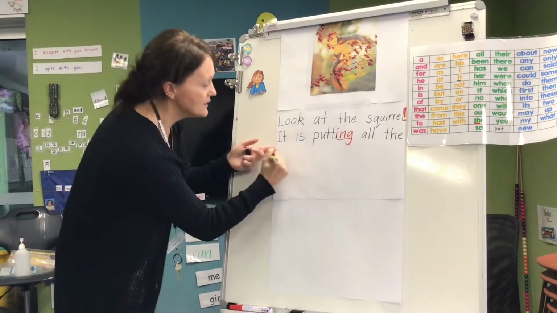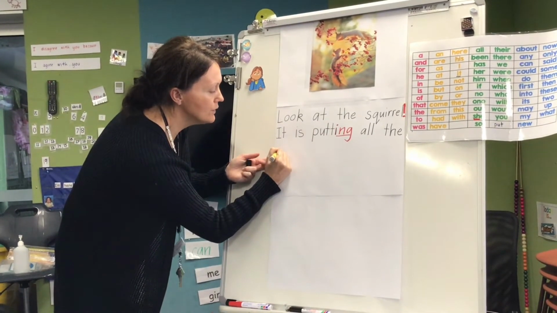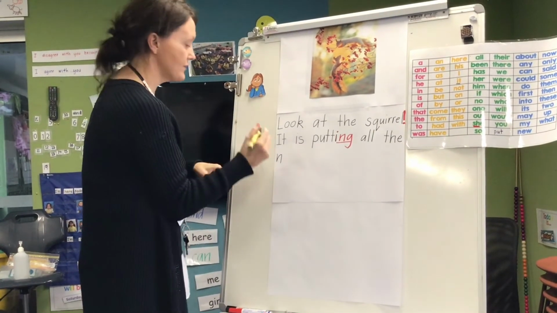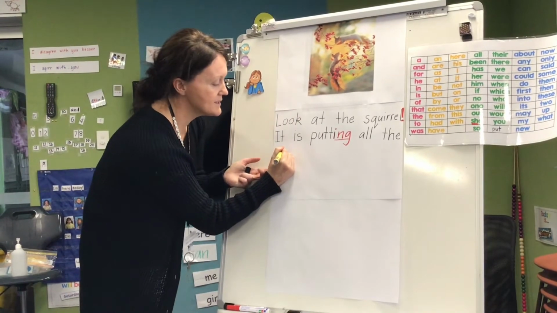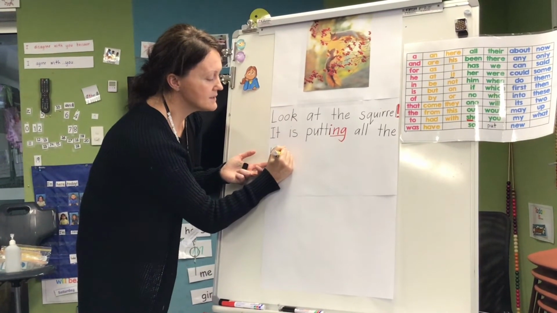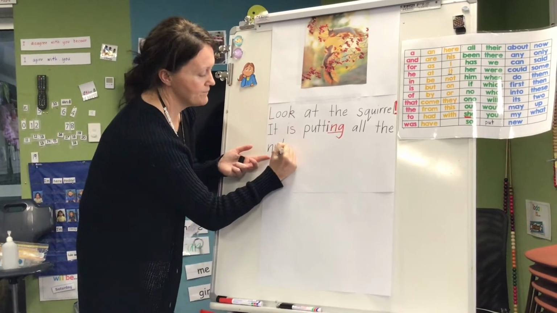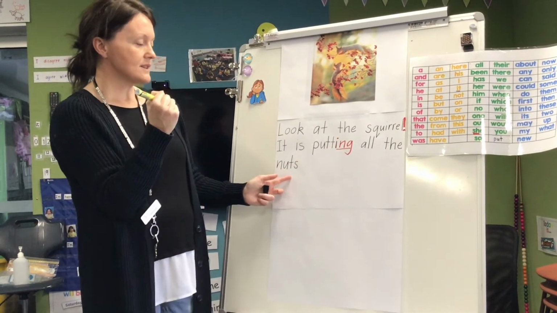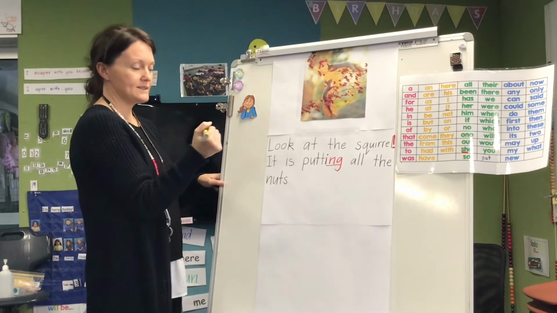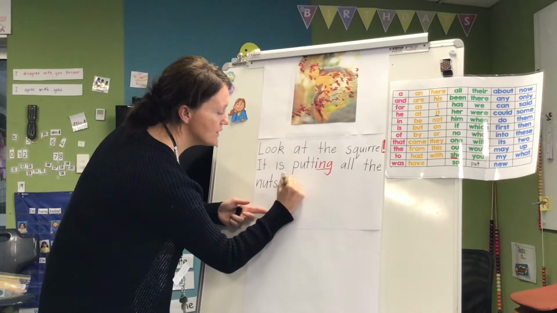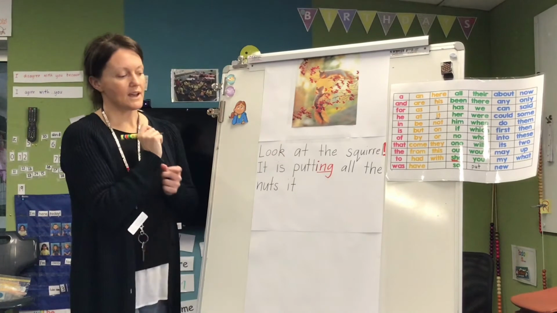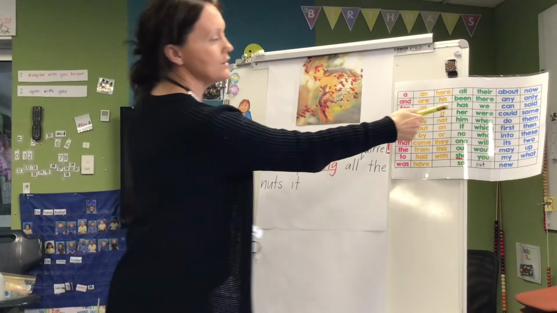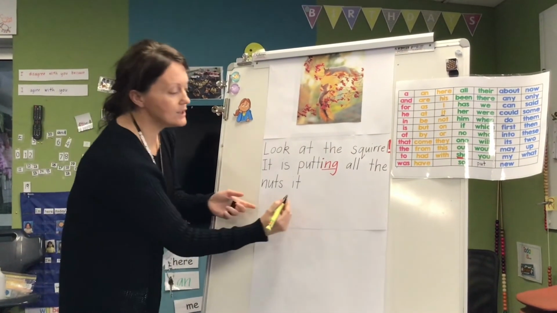nuts. I can hear n, like for no. Like for umbrella. It is putting all the nuts it has found. So it again, we know that word, we're going to write it quickly. It has. Now has might be in one of your books, or I can see it on the word card there, or you can say it slowly and write what you hear.